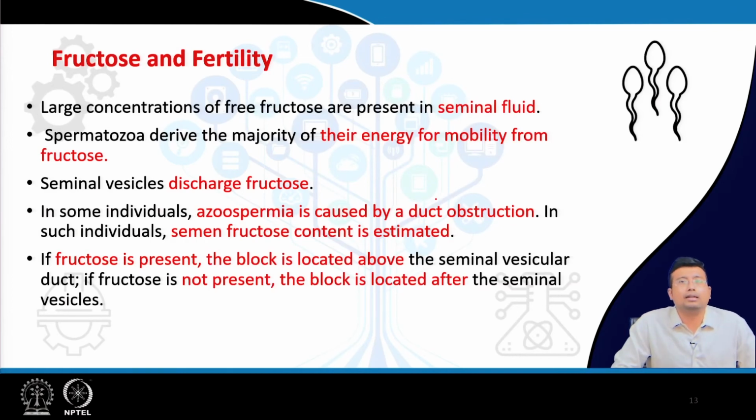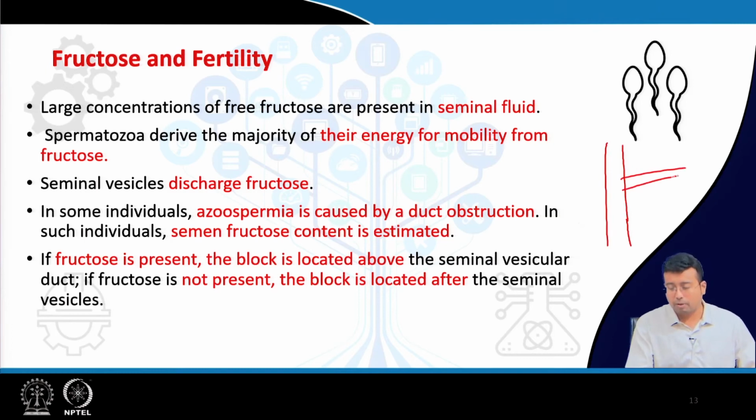Now, something regarding fructose and infertility or fertility. Seminal fluid has a large concentration of fructose because it is important for the survival of sperm. The seminal vesicle discharges fructose. So, what happens if there is a disease, that is azoospermia. Azoospermia is a disease in which there is dead sperm or the quality of sperm is hampered. It is a disorder of males and a major cause of infertility.